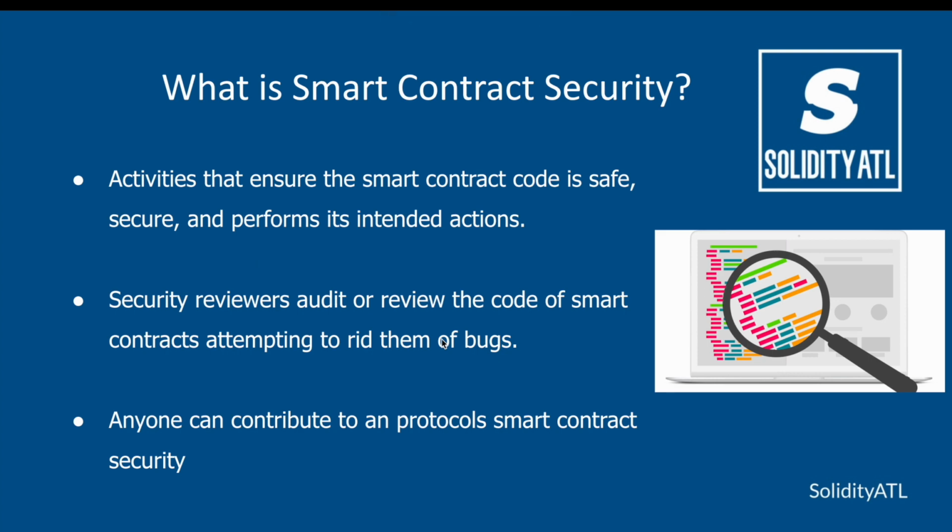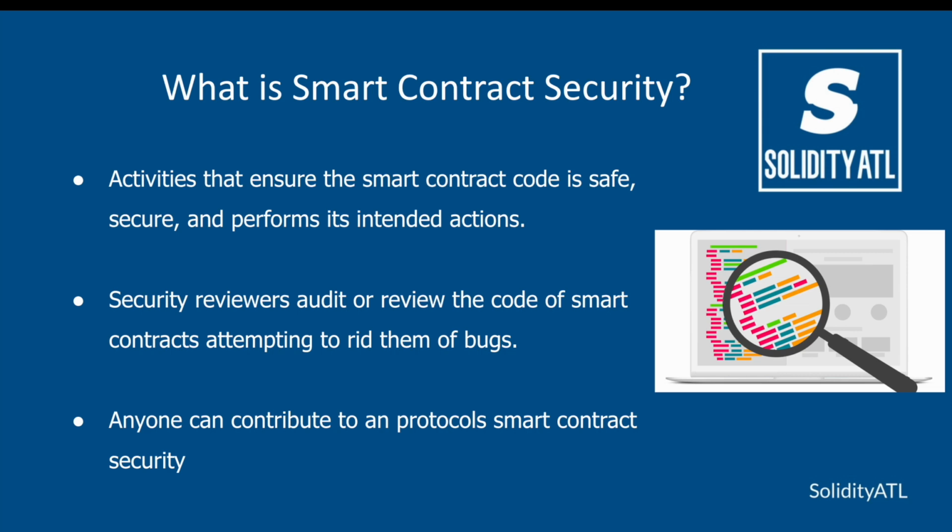Okay, so what is smart contract security? These are activities that ensure the smart contract code is safe, secure, and performs its intended actions. The difference between safe and secure here is, when we say safe, we're talking about: is this project a rug pull or not? Is it safe for users to even be using this product to begin with?